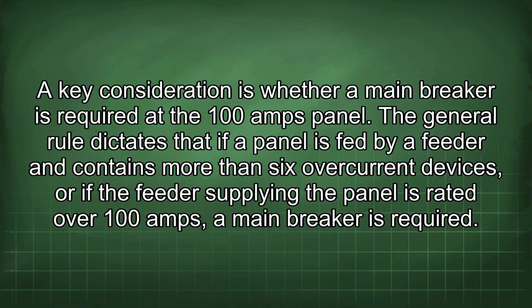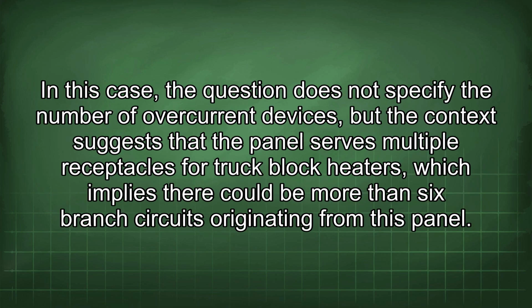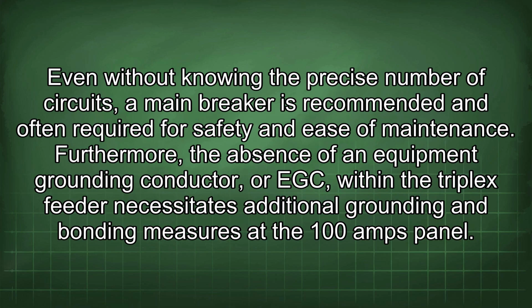A key consideration is whether a main breaker is required at the 100 amps panel. The general rule dictates that if a panel is fed by a feeder and contains more than 6 overcurrent devices, or if the feeder supplying the panel is rated over 100 amps, a main breaker is required. In this case, the question does not specify the number of overcurrent devices, but the context suggests that the panel serves multiple receptacles for truck block heaters, which implies there could be more than 6 branch circuits originating from this panel. Even without knowing the precise number of circuits, a main breaker is recommended and often required for safety and ease of maintenance.